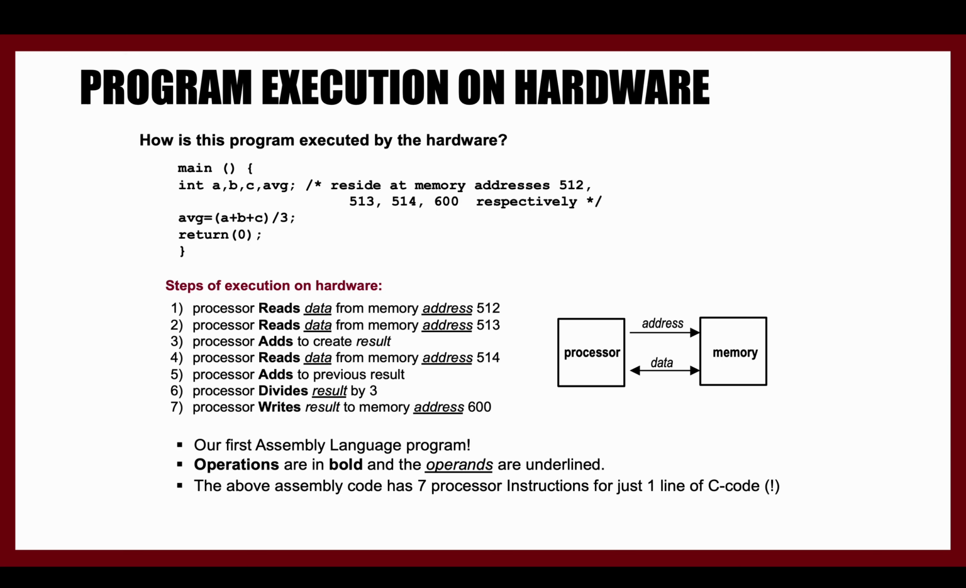The operations performed by the processor are highlighted in bold and the data on which the operations are performed are underlined. It is a clear example of how a single line of C code translates into multiple processor instructions, emphasizing the depth of operations that occur behind the scenes in hardware for even simple high level code.